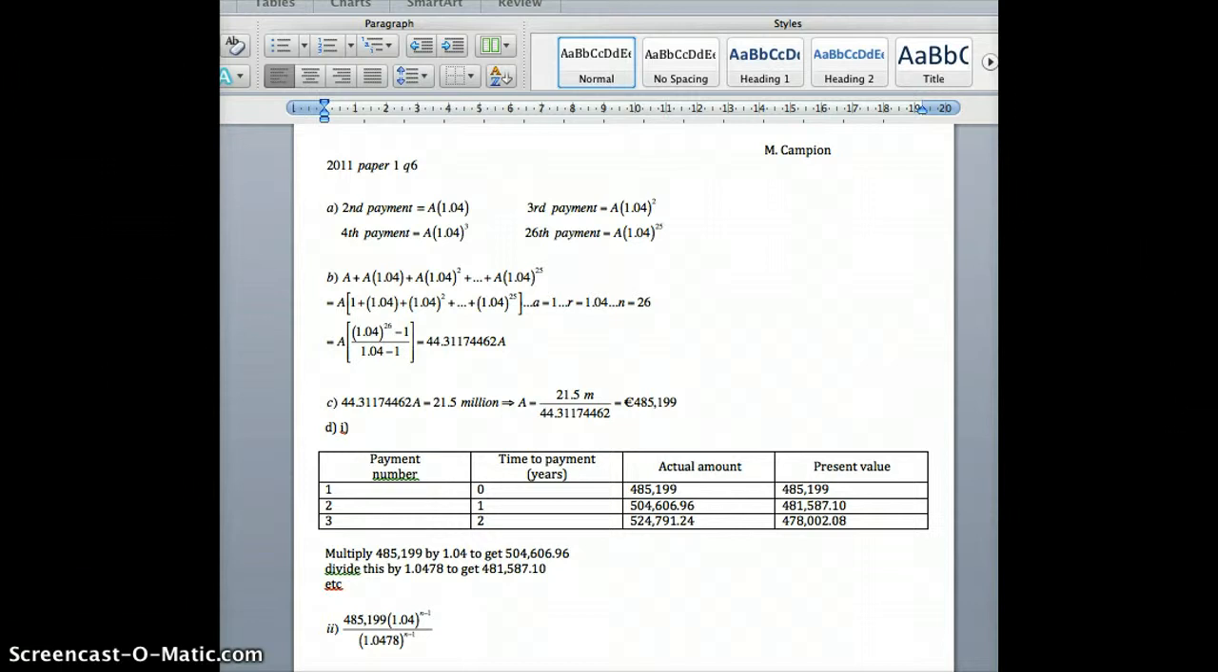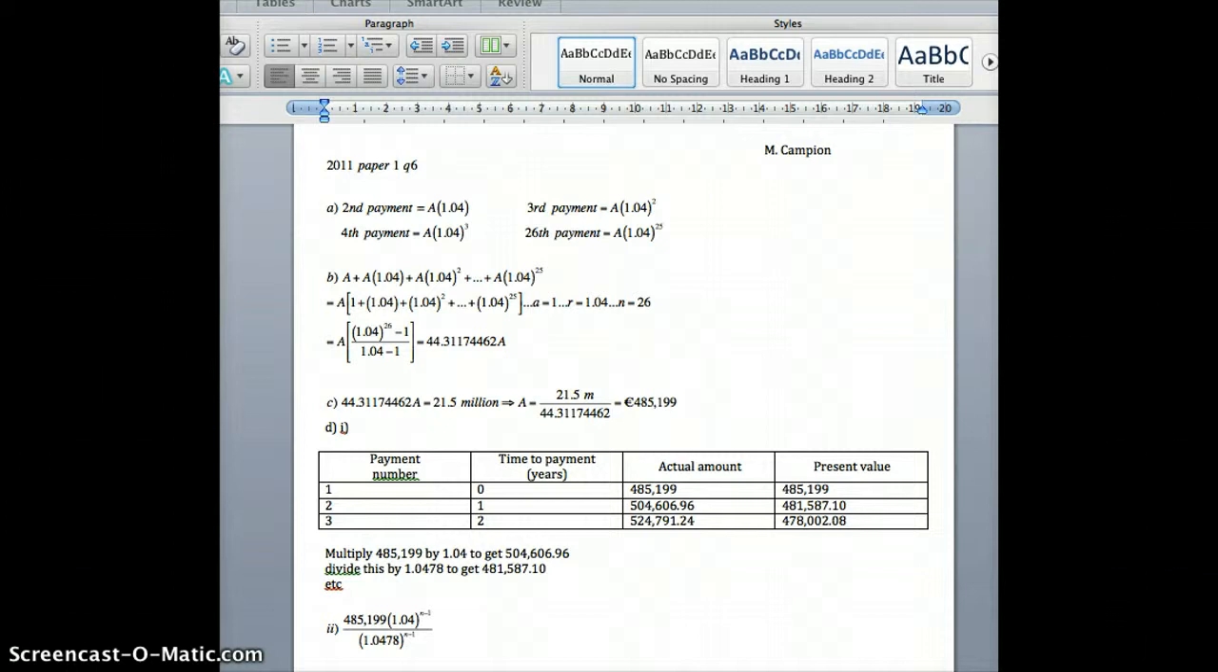Part A was fairly handy. First payment was A, and it was paid at the start of the year, so it didn't gain any interest. The second payment is A times 1.04. Third payment A by 1.04 squared for the 2 years interest that gains. Fourth payment A by 1.04 cubed, and up to the final payment of A times 1.04 to the power 25.